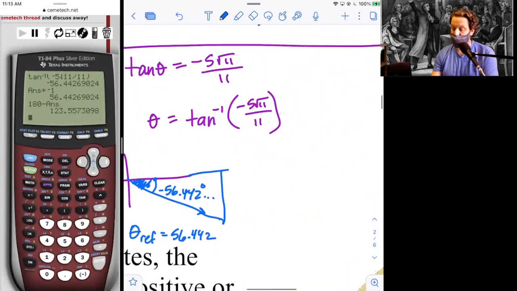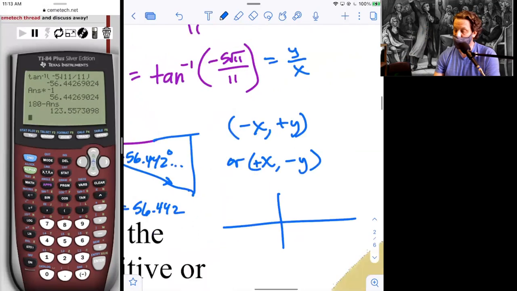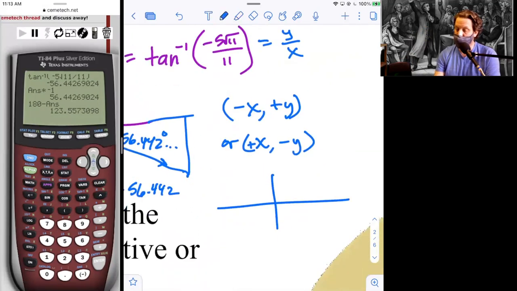Okay, well, let's see. If tangent is y over x, tangent is negative when either x or y is negative, right? One or the other. So it's either going to be negative x, positive y, or positive x, negative y. What two quadrants does that put us in? Well, negative x, positive y puts us in quadrant 2, right here, where we want to be. Or positive x, negative y puts us over here. So tangent is negative in those opposite quadrants, 2 and 4. The calculator didn't give you the quadrant 2 angle. It gave you the quadrant 4 angle.